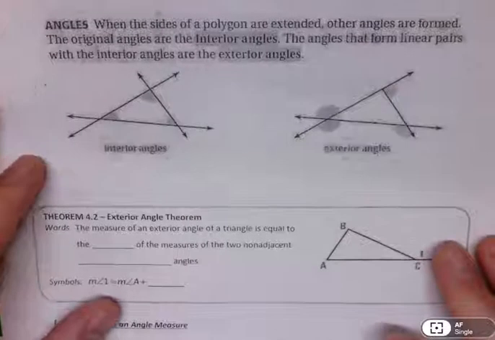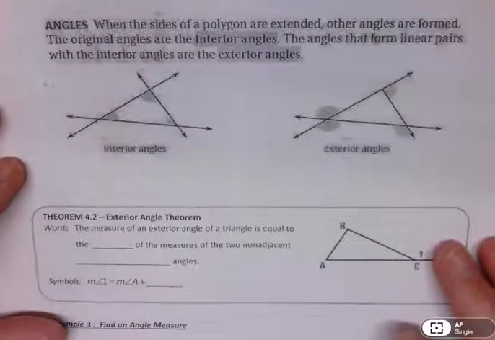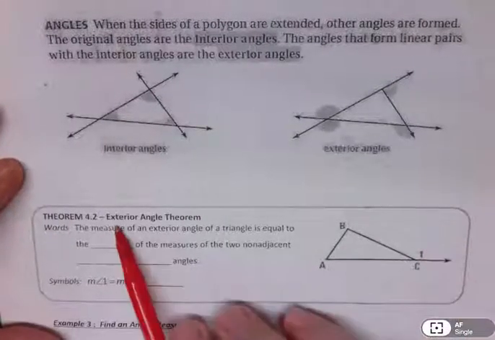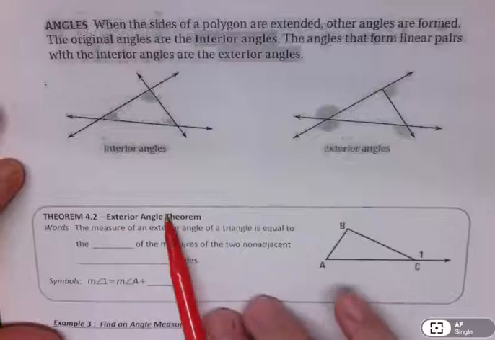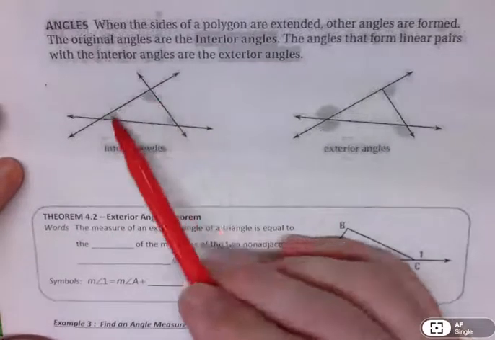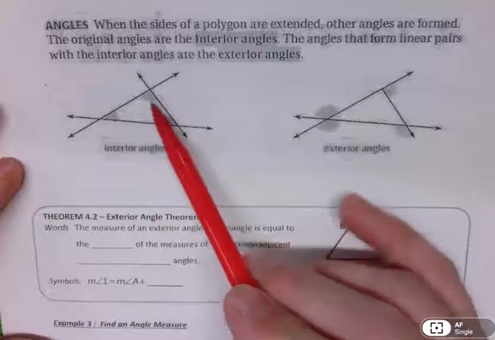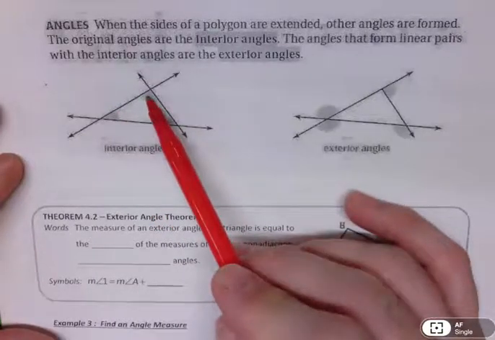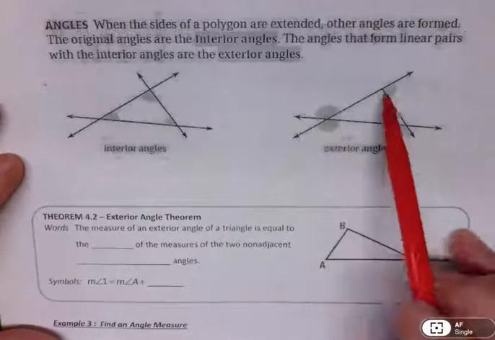Hey again, everybody. This video is going to help you with another theorem called the Exterior Angle Theorem. But in order to understand the theorem, you kind of need to know what exterior angles actually are. So in the last video, we talked about how the interior angles of a triangle add up to 180. That's true, and that's great. But you also have angles that are formed outside the triangle.